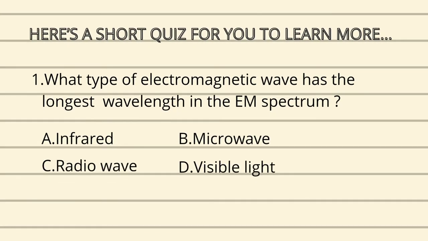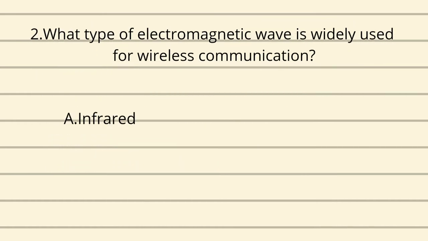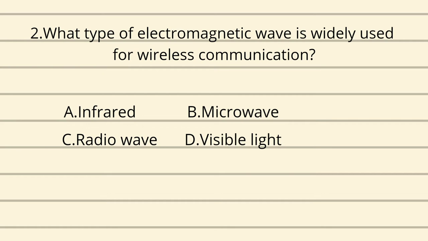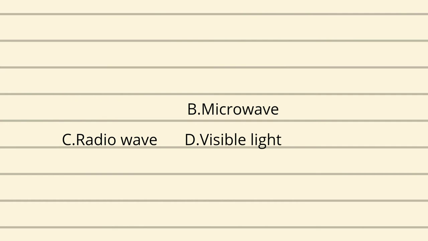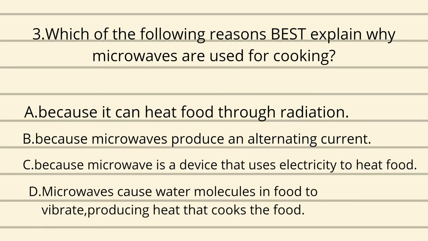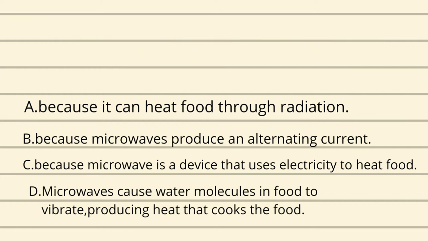Here's a short quiz for you to learn more. 1. What type of electromagnetic wave has the longest wavelength in the EM spectrum? C. Radio wave. 2. What type of electromagnetic wave is widely used for wireless communication? C. Radio wave. 3. Which of the following reasons best explains why microwaves are used for cooking? D. Microwaves cause water molecules in food to vibrate, producing heat that cooks food.